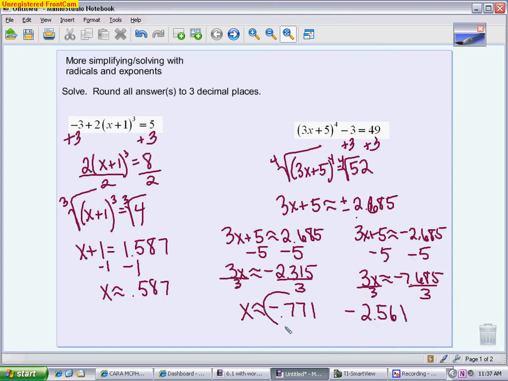So here are my two answers. A little more work when you're taking an even power because you get plus or minus when you take that even root. And if you're not done at that point, then you do have to consider what would happen if you had the positive and what would happen if you have the negative. If that's your last step, is taking that even root, then you can just write plus or minus the answer and move on.